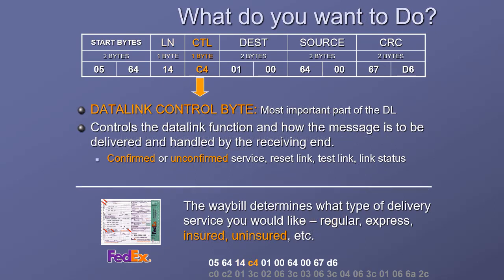What do you want to do? The next byte in the data link layer is the control byte. This determines how the message is to be delivered and handled by the receiving end. For example, confirmed and unconfirmed are like insuring or uninsuring a package when you are preparing to send it. Looking at the FedEx example again, the weigh bill determines what type of delivery service you would like. Is it regular, express, insured, uninsured, etc.?